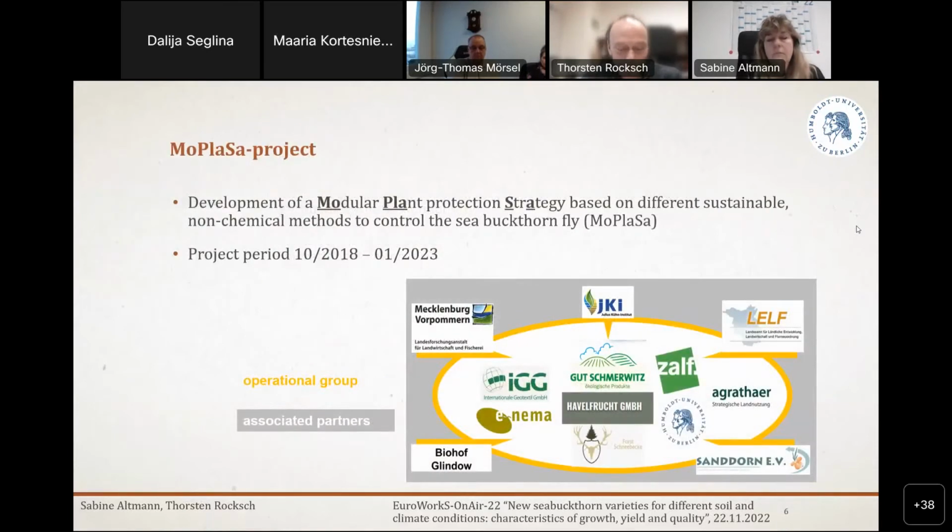And now to our project. The MoPlaza project stands for the development of an adapted plant protection strategy to combat the sea buckthorn fruit fly using sustainable non-chemical methods. The project will be finished in 2 months, and in addition to the Humboldt University, other research institutes, sea buckthorn producers, and also industrial partners work together.